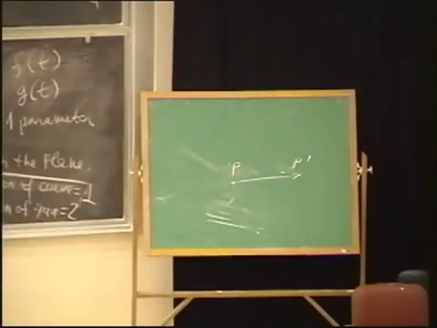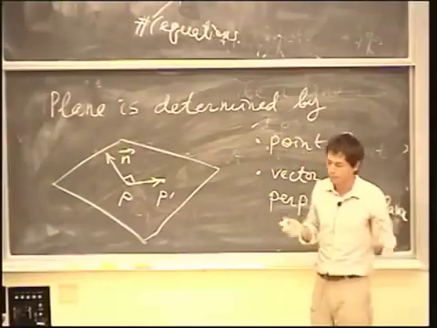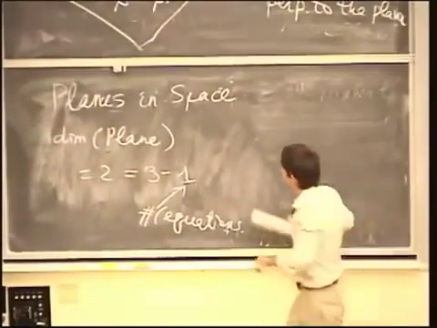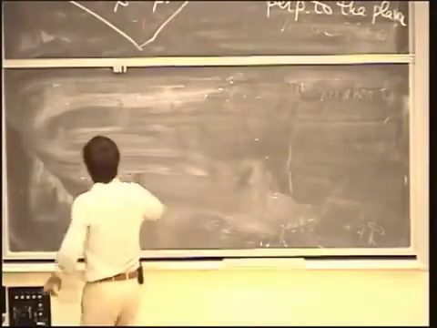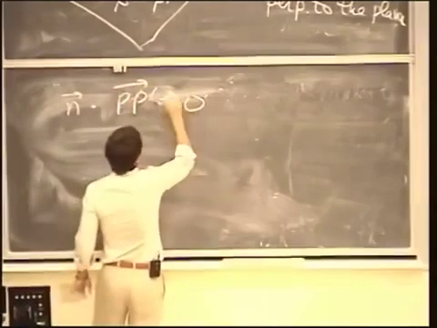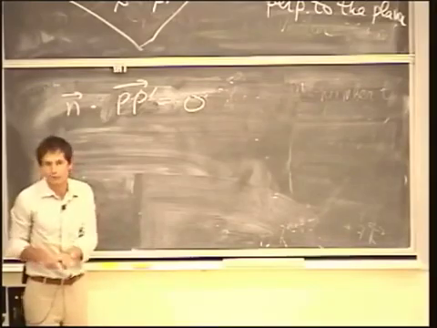But the condition of being perpendicular can be expressed by using the dot product. I'm sorry, I said cross product, I meant the dot product. So I'll just write down this equation. The equation is that n dot p prime, the vector from p to p prime, is equal to 0. This is the dot product. Because remember we discussed and we agreed that two vectors are perpendicular if and only if the dot product between them is 0. That's what I'm writing.